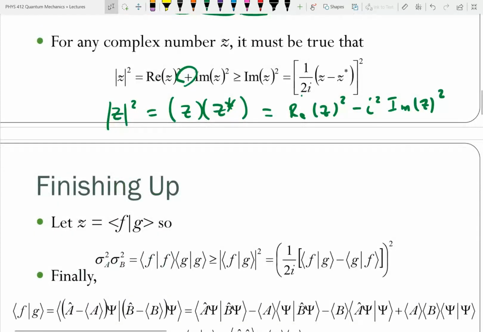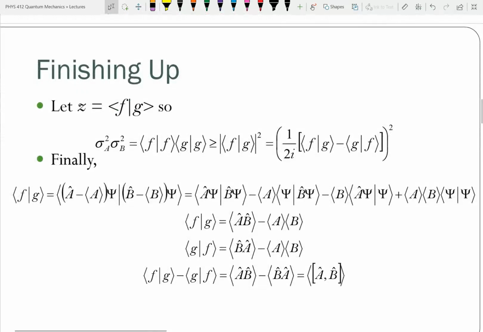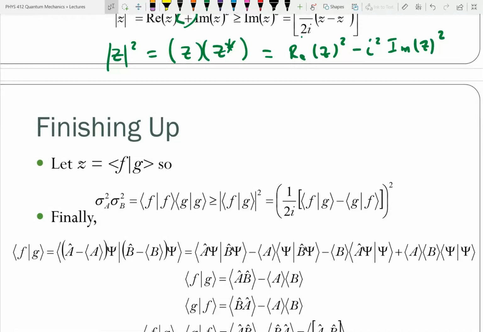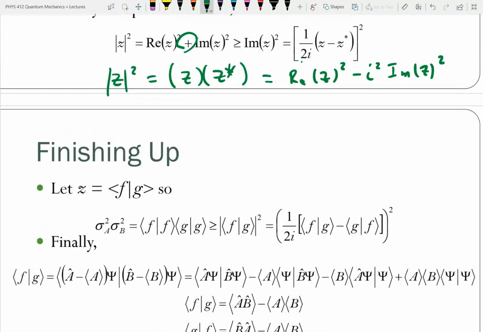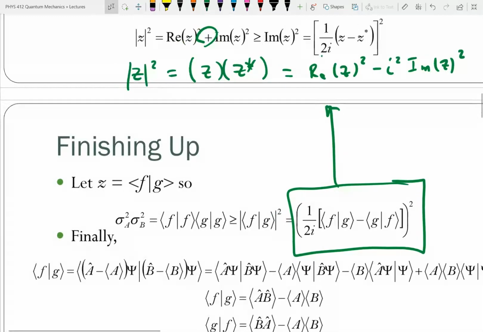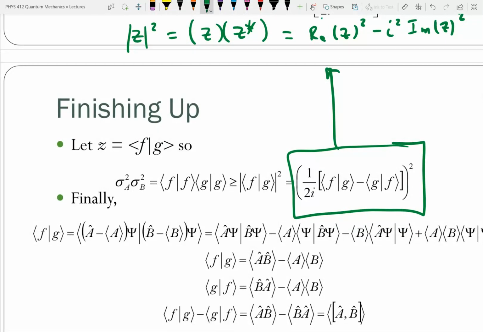Why do we do all that? Why, you ask? Well, why, I ask again. It's because we are going to look at this magnitude of Z mod squared and use that substitution. This comes from that, right? The 1 over 2I and then Z minus Z star. FG is the complex conjugate of GF. And so we're saying now that we're always going to have this product is greater than or equal to what I have in the box.